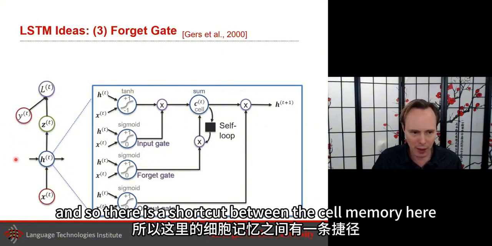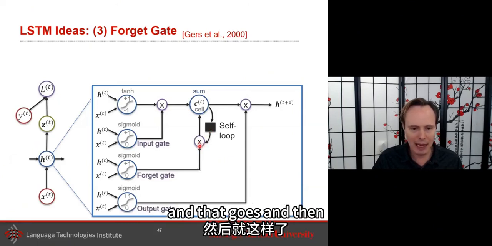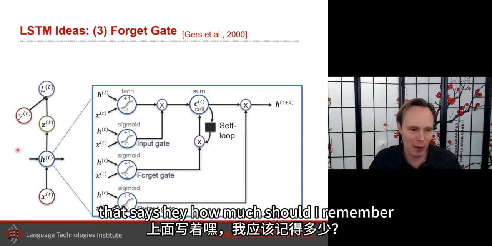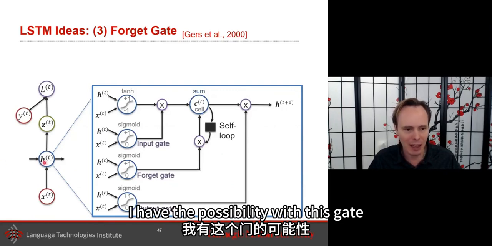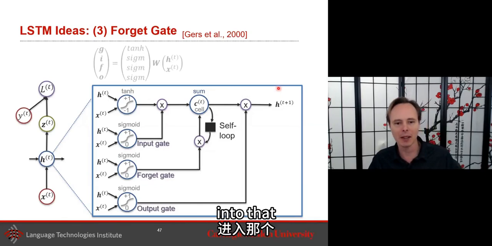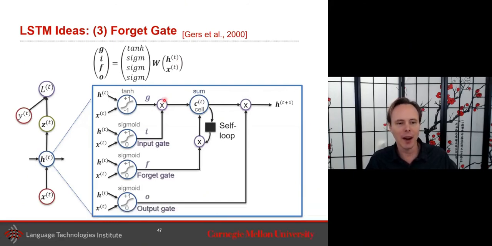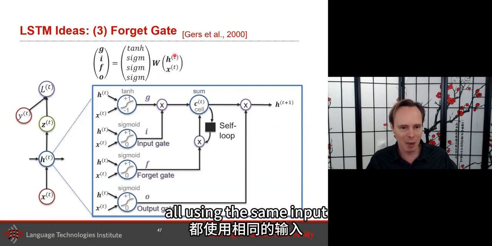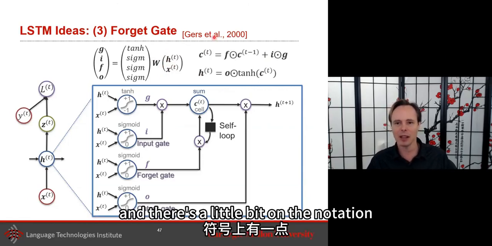So there's a shortcut between the cell memory here, which is multiplied by the gating that says, how much should I remember from the previous time? So with this gate I have the possibility to always shortcut. From a gradient perspective, that can also help. This is the compact way to write this, where these different gates are in fact just different functions, all using the same input and having this large W. And there's a little bit on the notation.